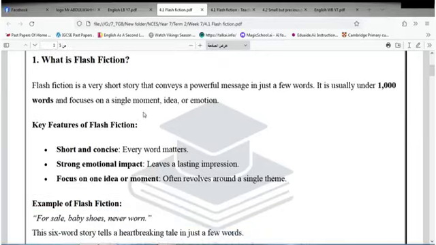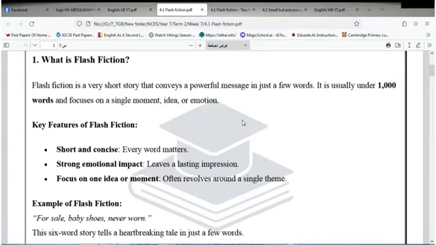What is flash fiction? Flash fiction is a very short story that conveys a powerful image or powerful message in just a few words. It is usually under 1,000 words. It is between 200 to 300 words. It focuses on a single moment, single idea, or an emotion. It is simple, but it is full of imagery.